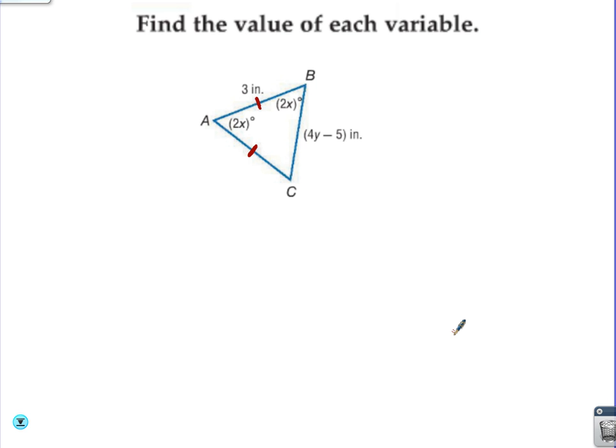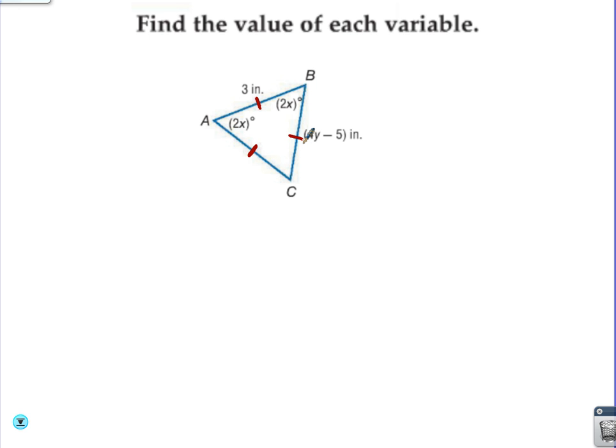Is it more than an isosceles triangle? Yes. If these two angles are the same, wait a minute, are those the base angles? I thought these two were the base angles. If these two angles are the same, then what other side is going to equal AC? If these two are the same, then AC would equal BC.